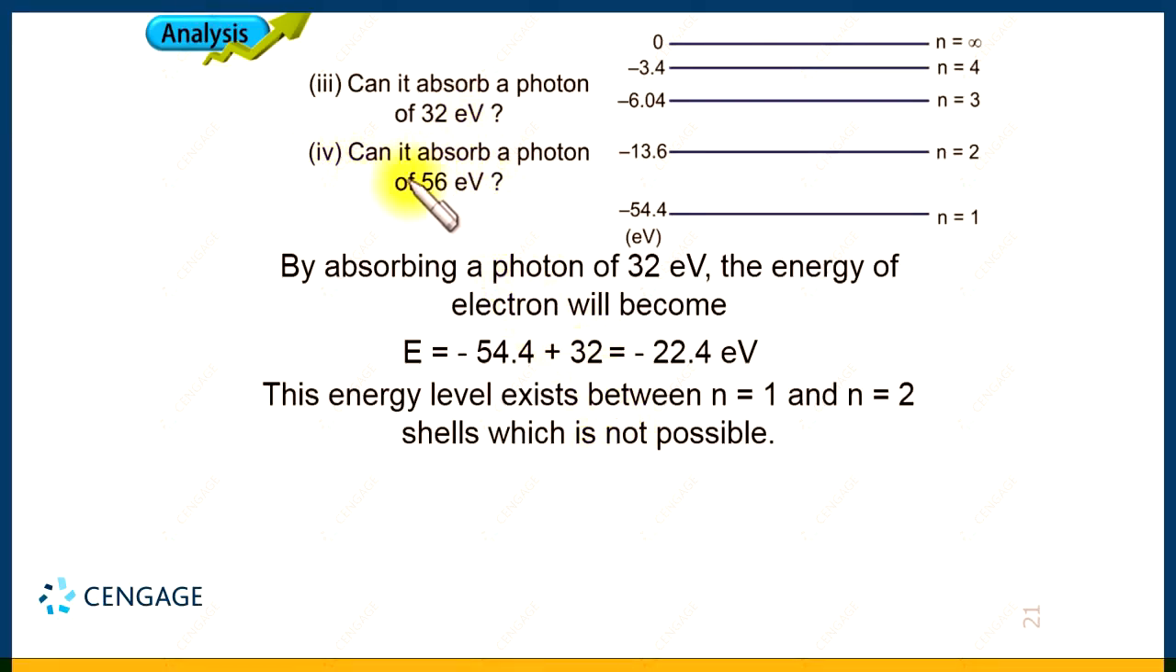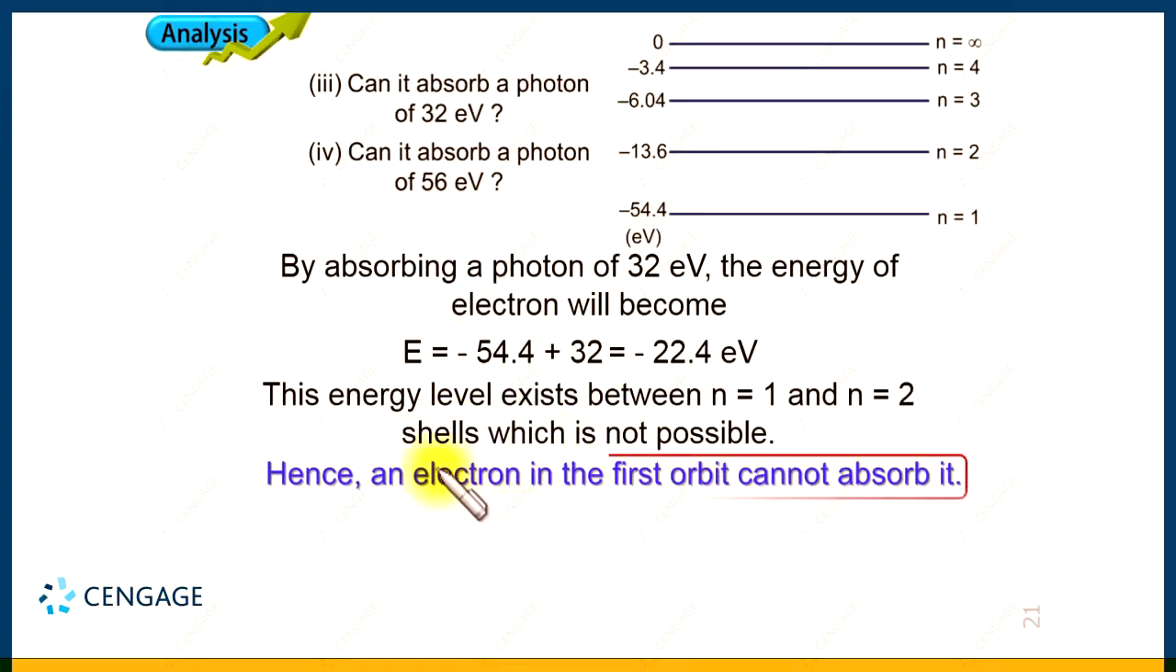Now move to the fourth part of the question: can it absorb a photon of 54 electron volt, right? That means if the electron is at the ground state, it has energy minus 54.4 electron volt. After absorbing this much energy, the energy of the electron will be positive, and we know at n equal to infinity the energy is 0. That means after getting this much energy, this electron will escape from the atom. The remaining energy, that is 56 minus 54.4, will be available to the electron as kinetic energy. This energy absorption is possible.